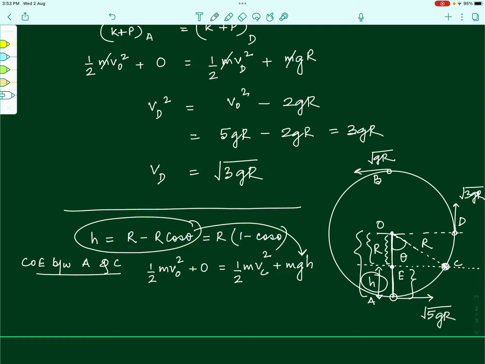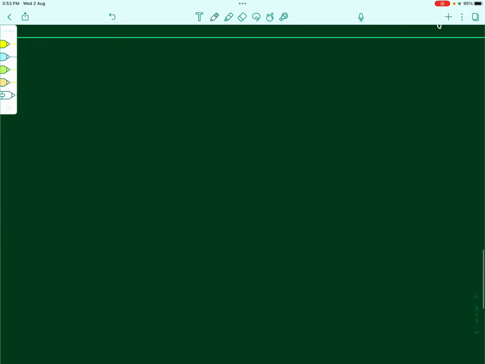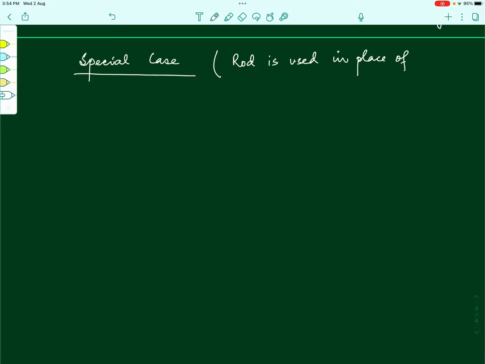Now, we can take up a special case associated with motion in a vertical circle. What is the special case? When a rod is used in place of a string. So, we have seen that we have already used a string of length r and connected it with the bob of mass m. Now, we do not use a string, we actually use a rod now. Rod of length r and connected with a bob of the same mass m. So, what difference will a rod make here?